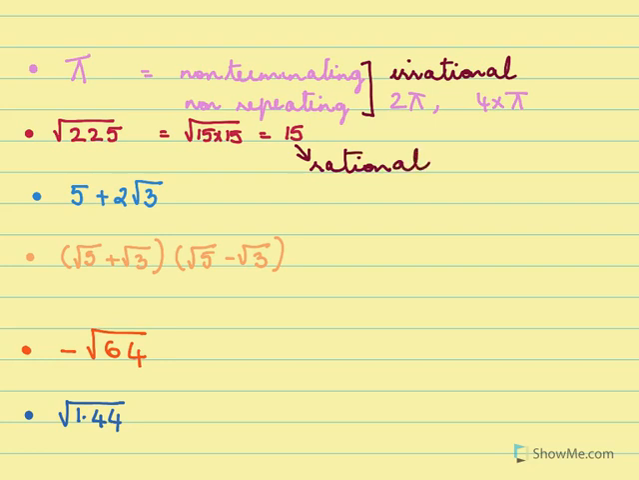Now when it comes to 5 plus 2 root 3, 5 of course is rational, but root 3 is irrational. And a rational plus irrational is always irrational.